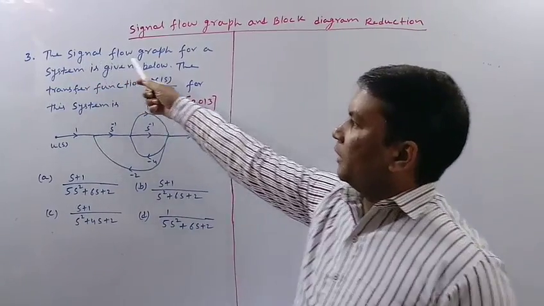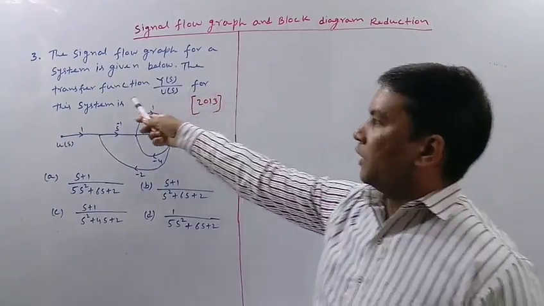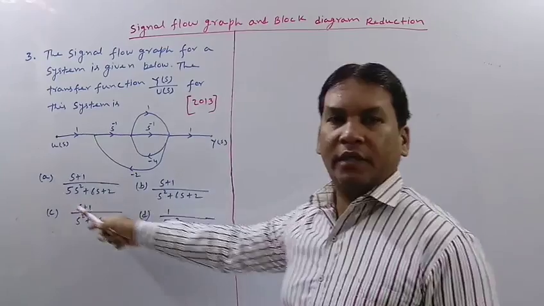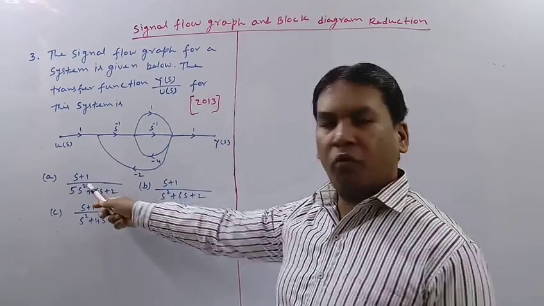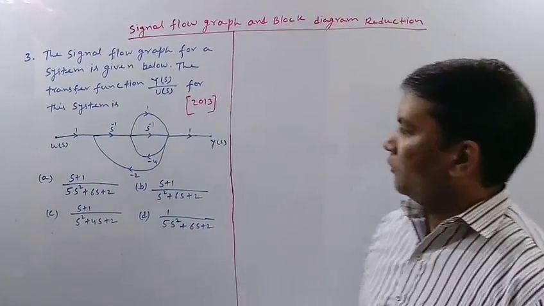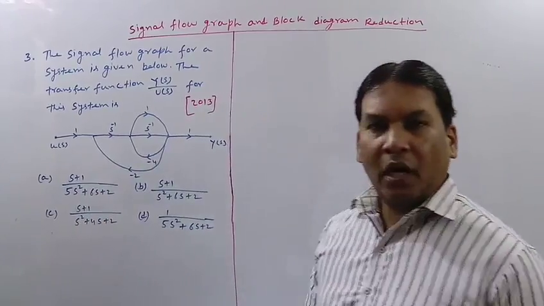Question is, the signal flow graph for a system is given below. The transfer function Y(s) divided by U(s) for this system is. This is the signal flow graph given, and there are 4 alternatives given, and this question was asked in GATE 2013. So let us see which one of the given alternatives is correct.